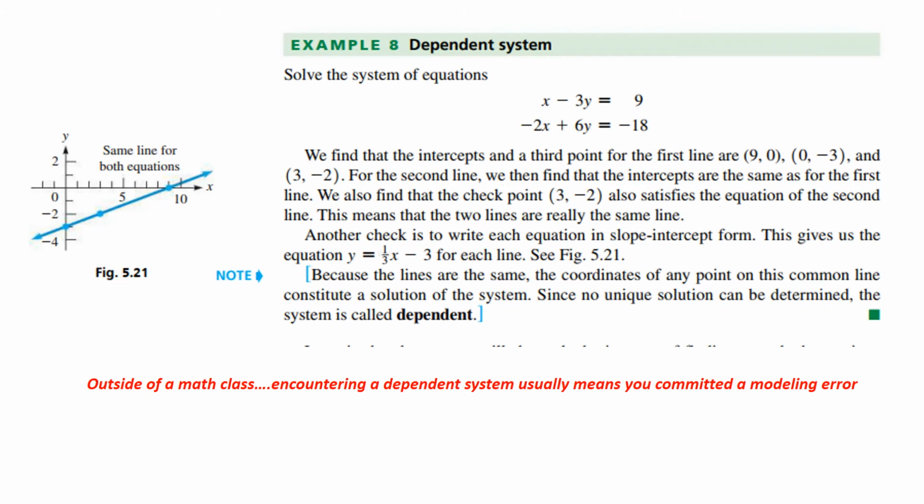The other special type of system is called a dependent system. Now if you look at this, I have the x's over the x's and the y's over the y's and the constants over the constants. When I do this, the ratio of the coefficients would be -1/2. The ratio of the coefficients here is -1/2. That means these two lines have the same slope, but over here is also -1/2. That means they're the same line, exactly the same line. So both equations fall on top of each other. There are an infinite number of solutions, and such a system is called dependent.